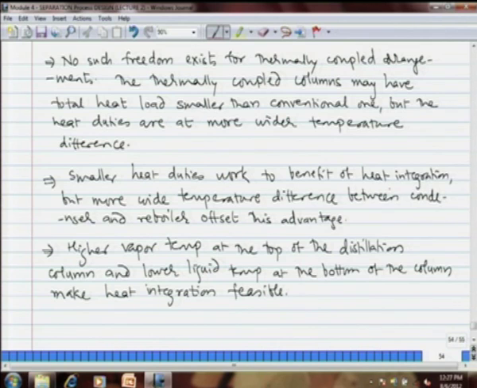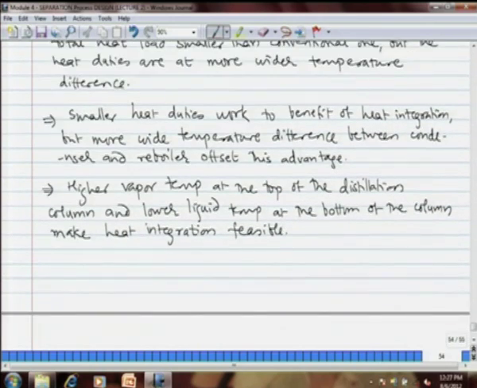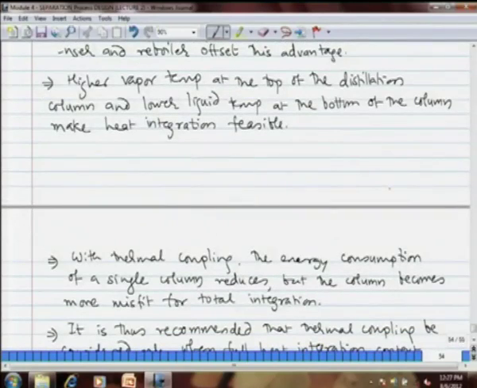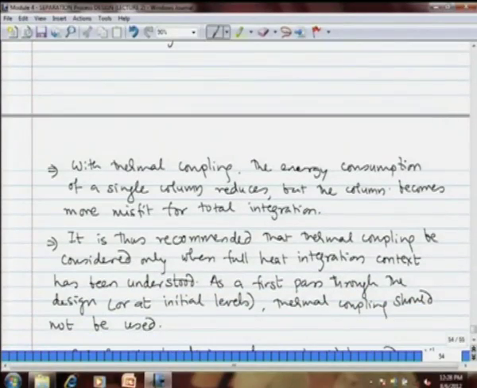Then smaller heat duties work to the benefit of heat integration, but a wider temperature difference between condenser and reboiler offsets this advantage. The higher vapor temperature at the top of the distillation column and lower liquid temperature at the bottom of the column makes heat integration feasible. So, that feature we have to see rather than thermal coupling. With thermal coupling, the energy consumption in a single column reduces, but the column becomes more of a misfit for total integration, because to do all this thermal coupling, your temperatures are fixed. So, you cannot vary the pressures independently.